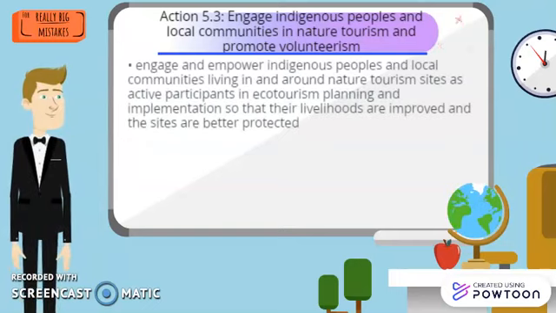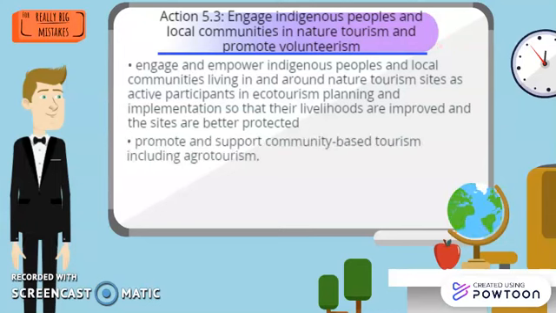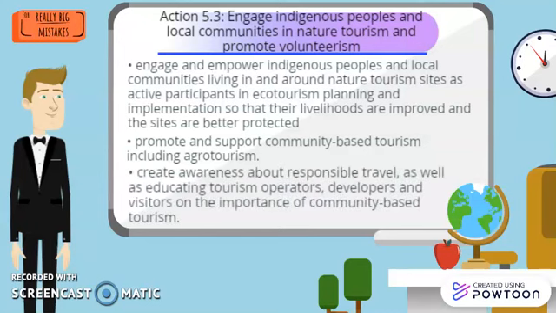Action 5.3. Engage indigenous people and local community in nature tourism and promote volunteerism. Engage and empower indigenous people and local community living in and around nature tourism site as active participants in ecotourism planning and implementation, so that their livelihood are improved and their sites are better protected. Promote and support community-based tourism, including agrotourism. Create awareness about responsible travel as well as educating tourism operator, developer, and visitor on the importance of community-based tourism.